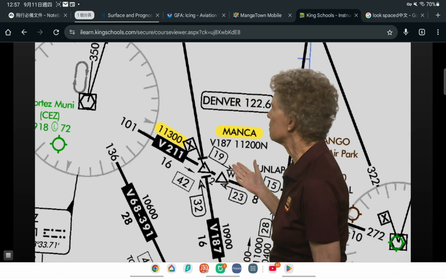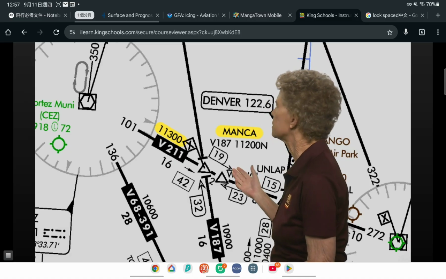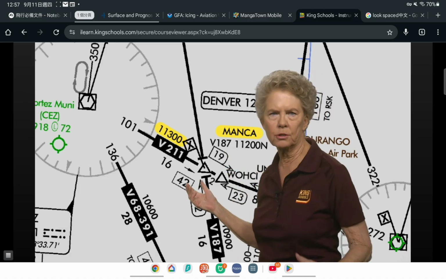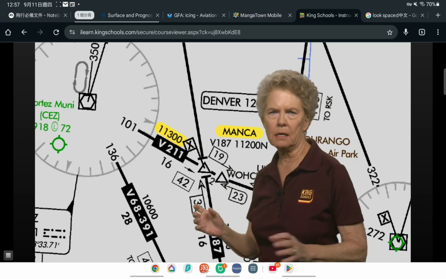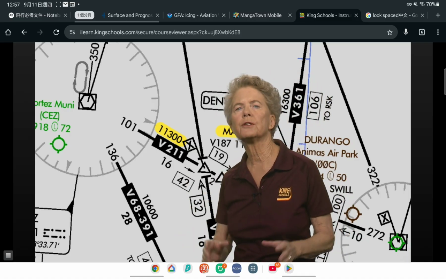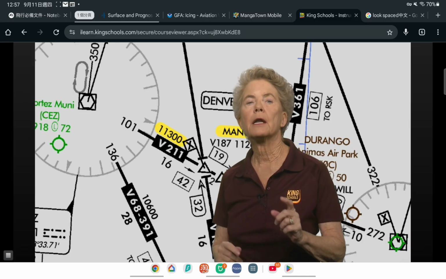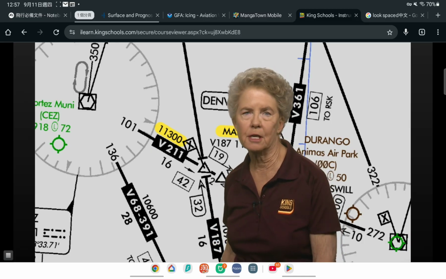Now the minimum en route altitude will be different on different airways and also on different segments of airways, as we saw. And the MEA depends also on what the terrain is like and how far apart the navigation stations are.